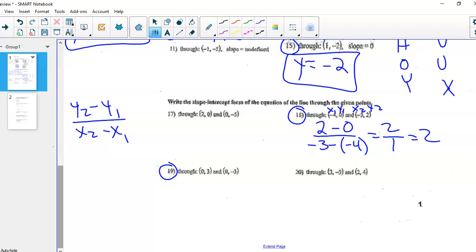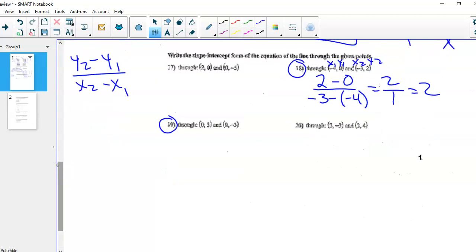So now we can choose either one of those points to solve for b. Does not matter which one. I would suggest anything with a 0 because it makes your life a little bit easier. So if we're using this point, 0 is y, your slope is 2, your x is negative 4, and you're solving for b. How does that make your life easier? You don't have to do as many steps. So when you move 8 over, b equals 8.